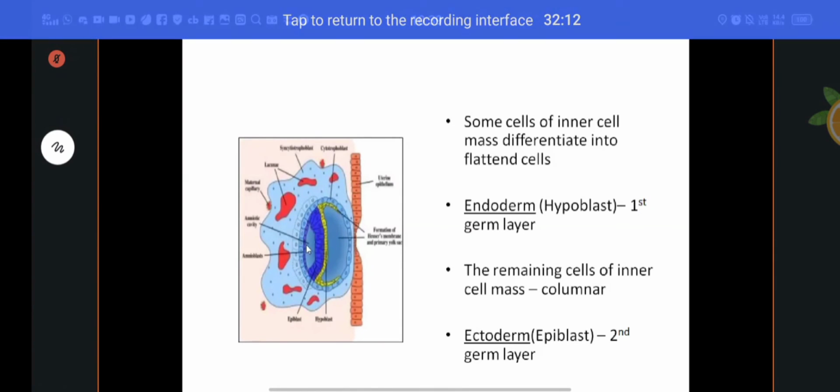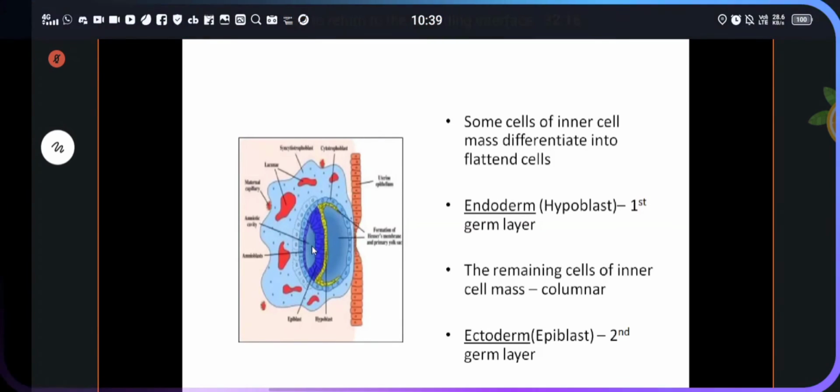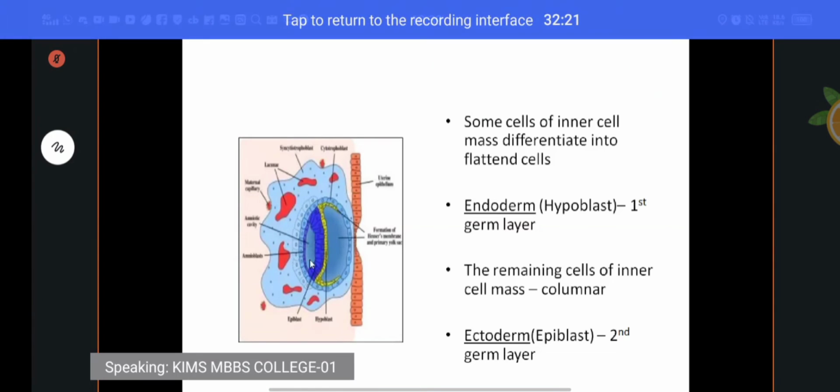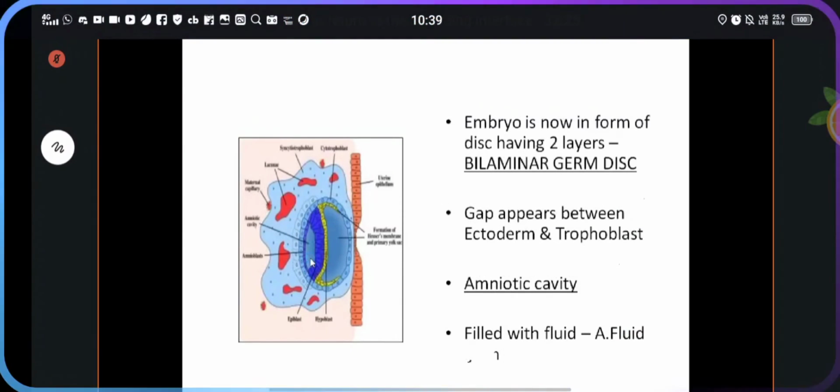Now, between these two layers, a cavity or a gap will be formed. Between the ectoderm and endoderm, a small gap will be formed. And this gap is called the amniotic cavity.